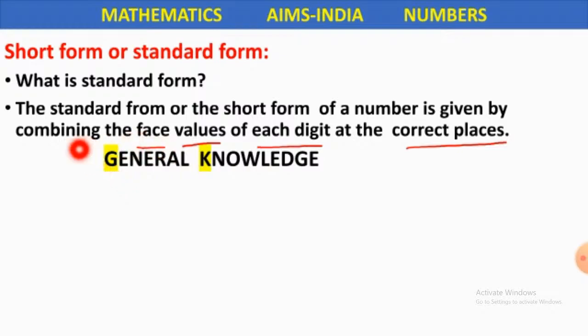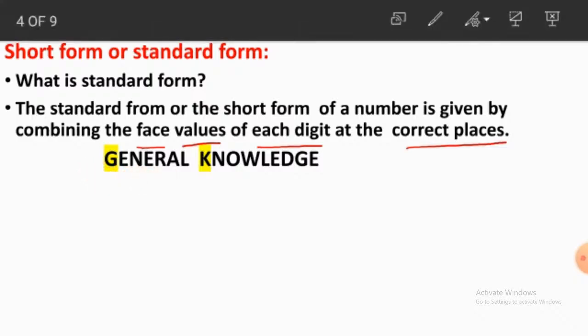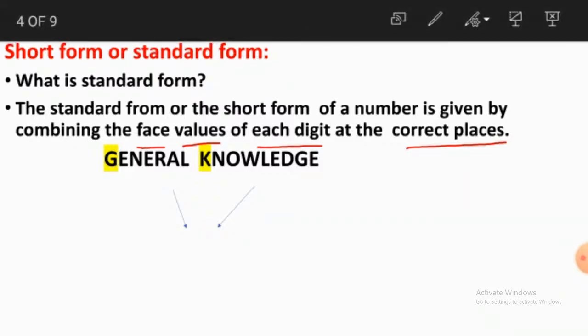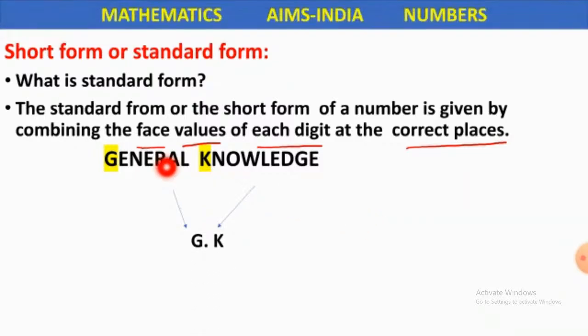You all might be having this subject called general knowledge. Yes or no? General knowledge is such a big word to pronounce. So what do we do? From the first word general, we take the letter G and from the second word knowledge we take the letter K. We take only the first letters and call it as GK.